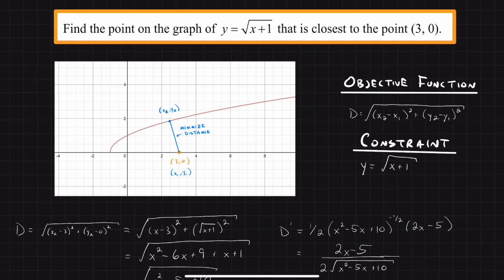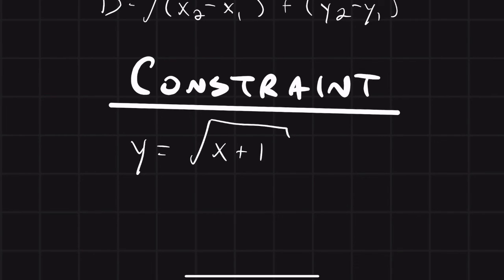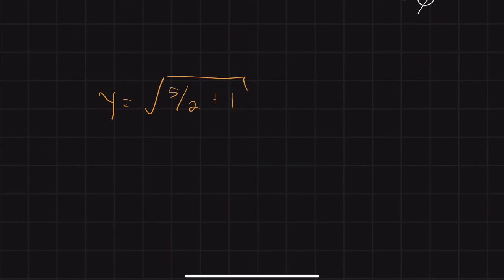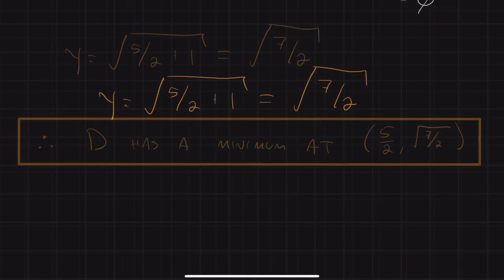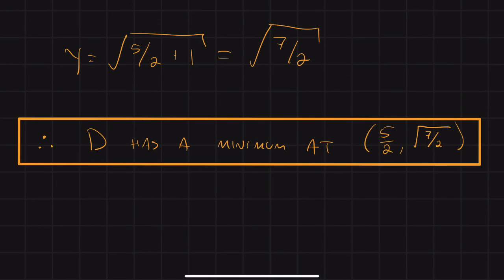So x equals 5 over 2 is one of our answers, but the problem is asking us to find the point on the graph that is closest to the point (3, 0). Right now, we only know the x-coordinate of a point. In order to find the y-coordinate, we could use our constraint that y is equal to the square root of x plus 1. Let's plug 5 over 2 into that to find out what the corresponding y value would be. This would simplify to the square root of 7 over 2. Therefore, we have found that the distance is a minimum at the point (5 over 2, square root of 7 over 2).